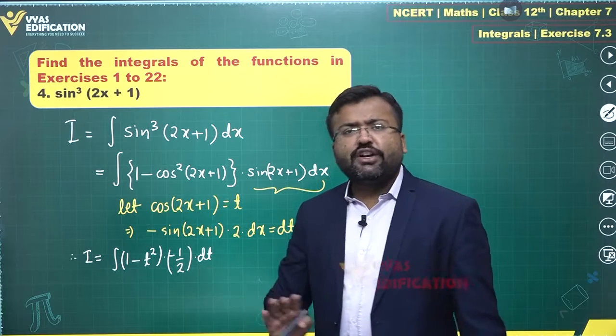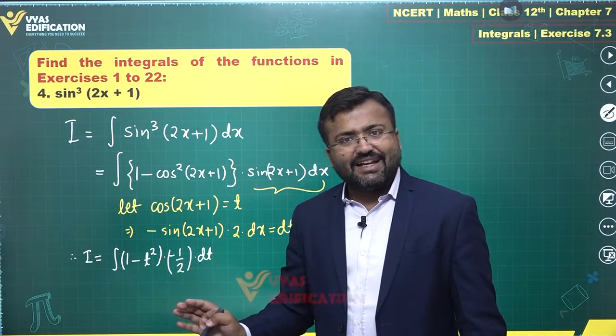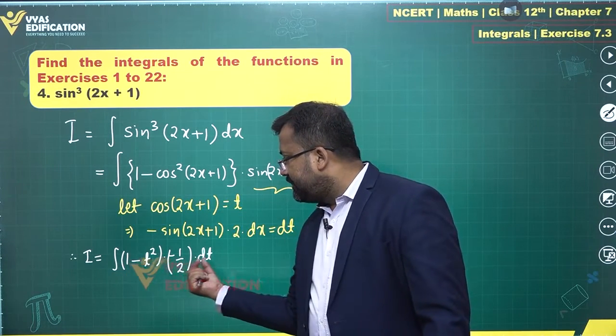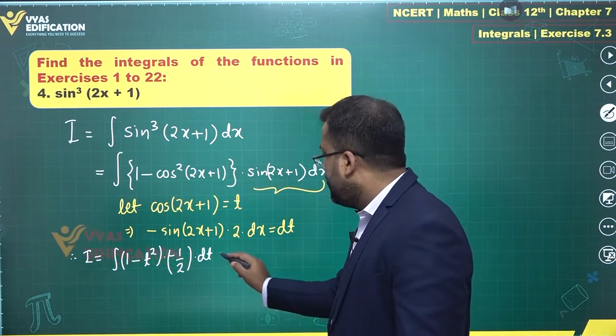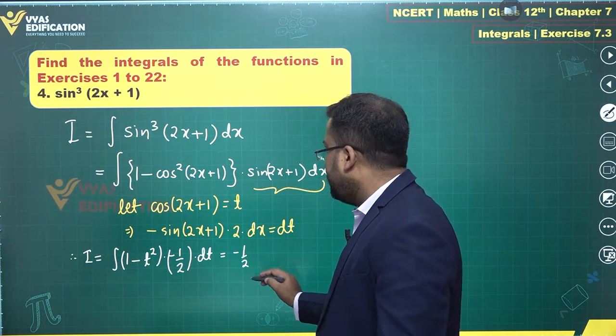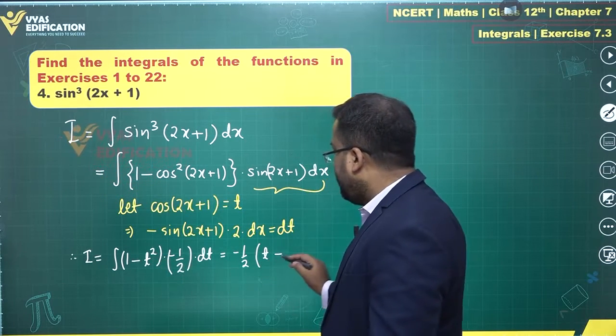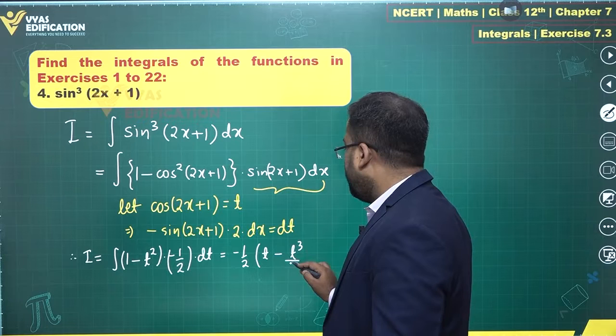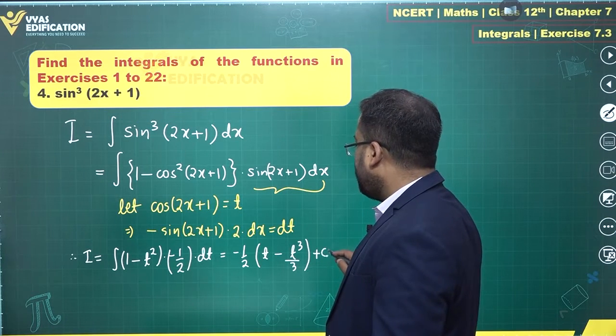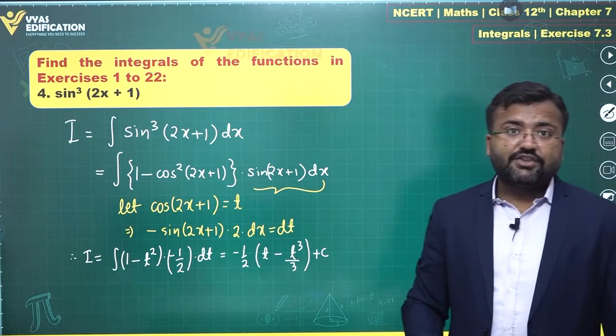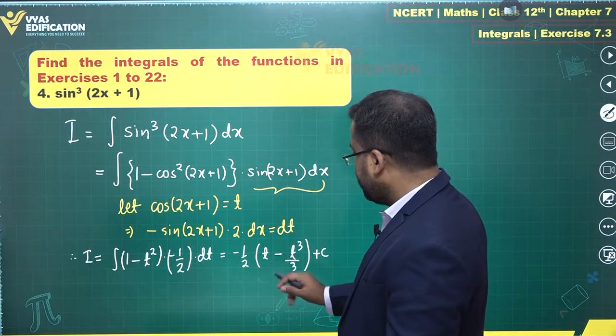So this is minus 1 by 2 in the product times dt. This minus 1 by 2 is not creating any problems. It will go outside the integral and we can easily integrate 1 with respect to t and t square with respect to t. So this will be minus 1 by 2 at the outside and the integral of 1 will be t. The integral of t square will be t cube upon 3 plus a constant term. This is the constant of integration, right? So we have this expression.